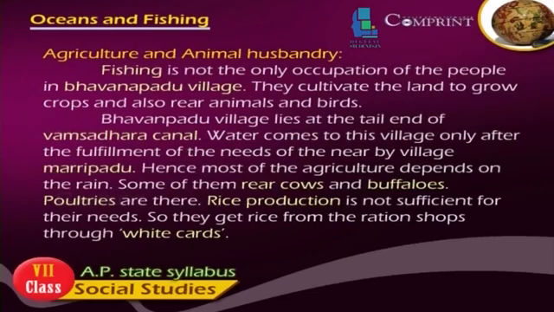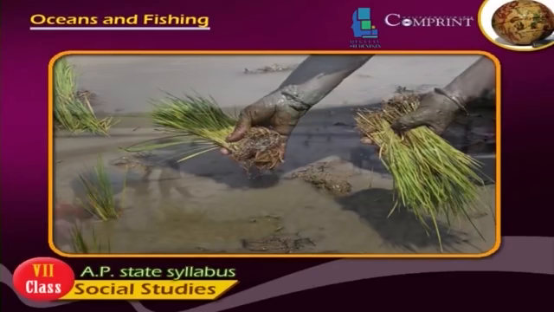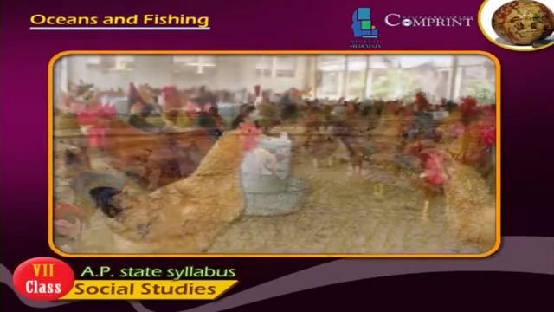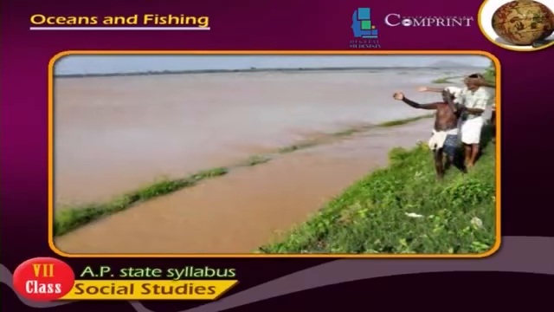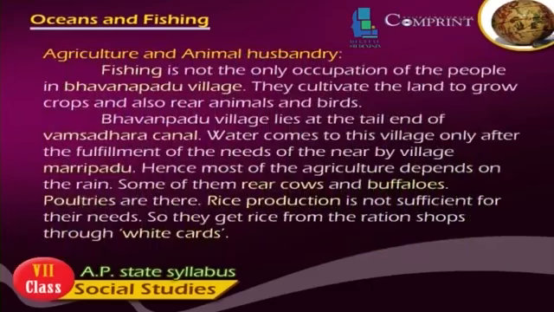Agriculture and animal husbandry. Fishing is not the only occupation of the people in Bhavanapadu village. They cultivate the land to grow crops and also rear animals and birds. Bhavanapadu village lies at the tail end of the Vamsadhara canal. Water comes to this village only after the needs of the nearby village Maripadu are fulfilled. Hence, most of the agriculture depends on the rain. Some of them rear cows and buffaloes. Poultries are there. Rice production is not sufficient for their needs, so they get rice from the ration shops through white cards.